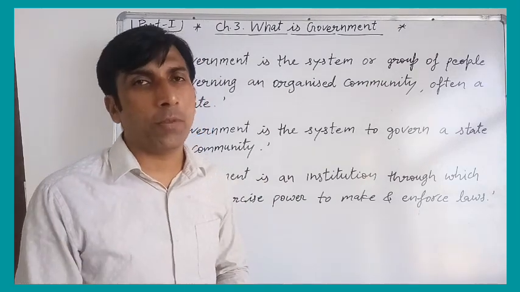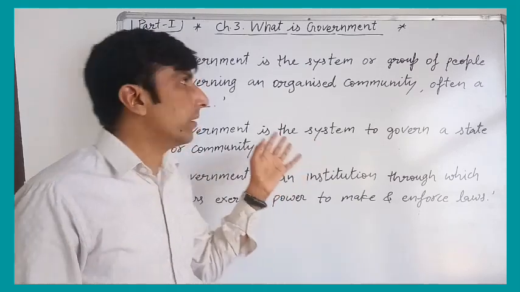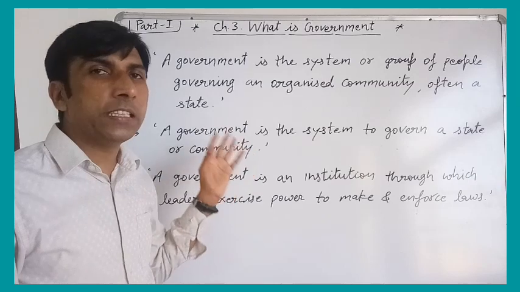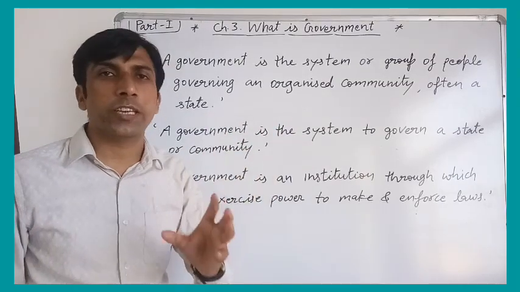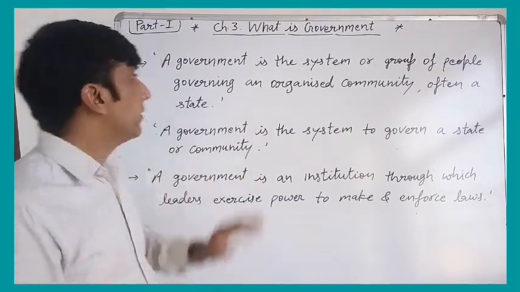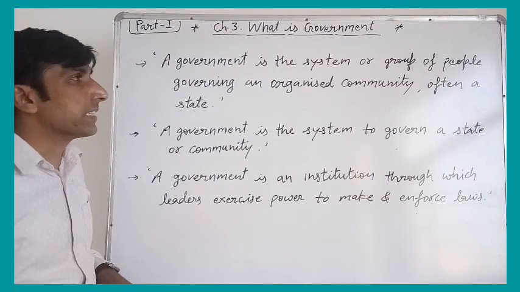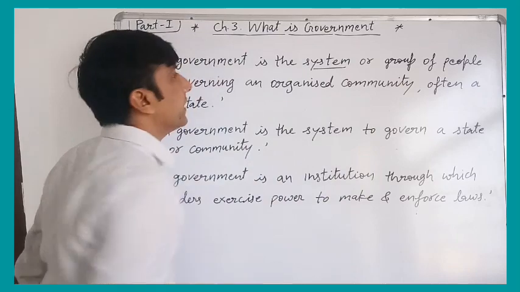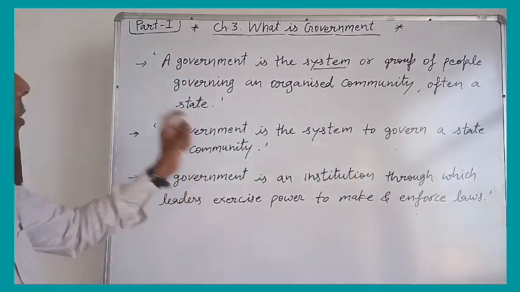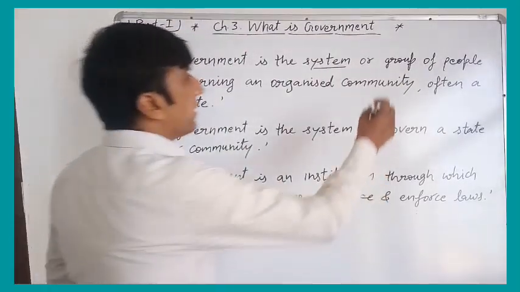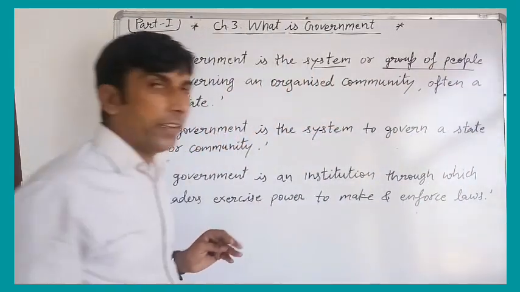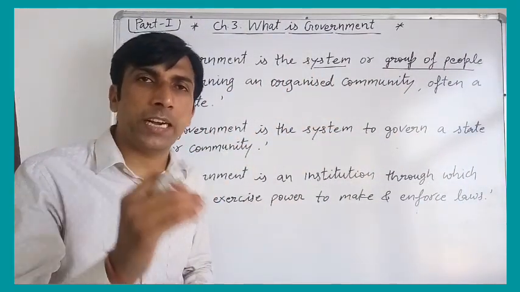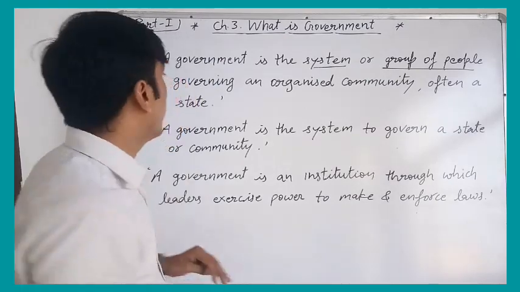know what government is. So here 2 or 3 definitions of the government are there, and with the help of these statements we will try to understand what government is. First, a government is the system. The government system. It is a system or group of people. The government is the group of people. Right? So with the help of these definitions, we will try to understand the features of government.